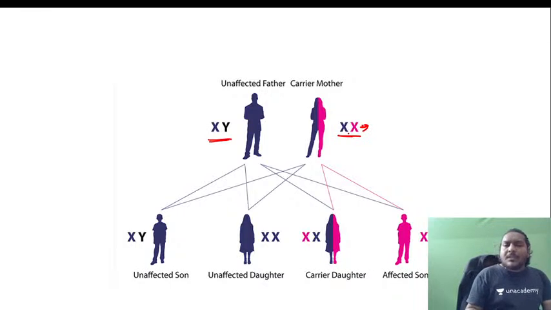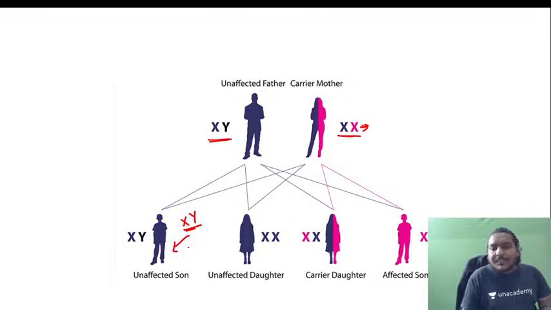So what happens now? The father is unaffected. The son is getting the X from the mother and the Y from the father, so he is unaffected. The daughter we are talking about is getting the blue X and this X from the father, so she is unaffected.